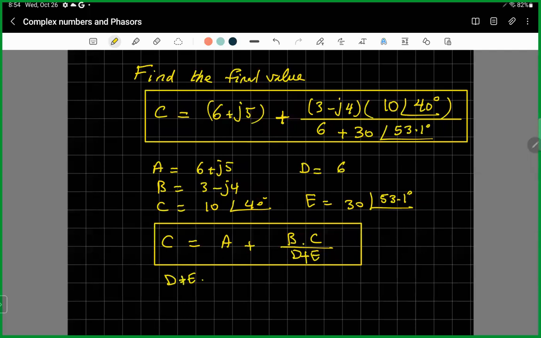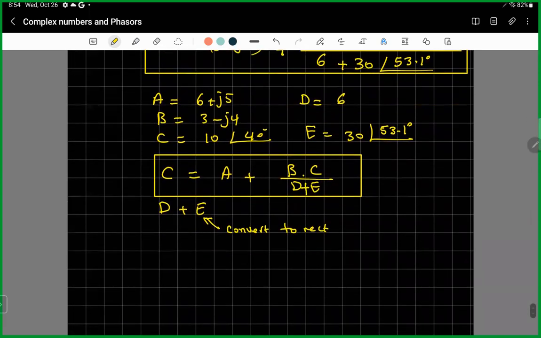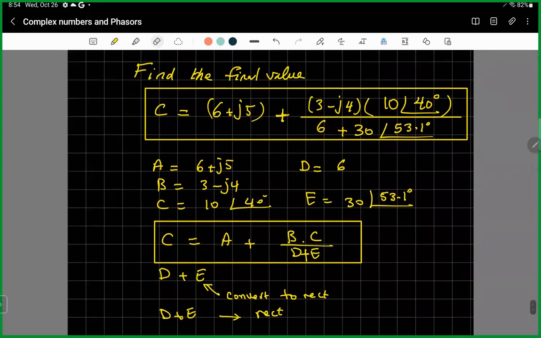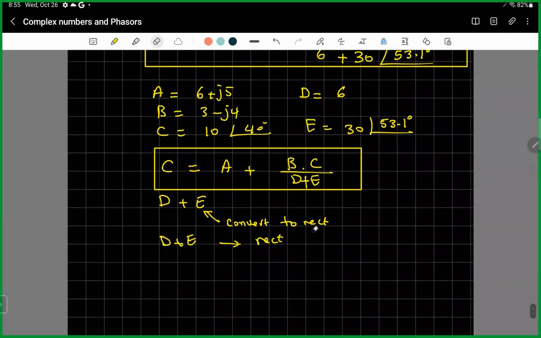So you want to add D to E, but they have different ways of expression. E is in polar. First, you have to convert it to rectangular. And after you convert to rectangular, you're going to add them. You get the result in rectangular, right? But remember, in the end of the day, you are going to divide BC over DE. So D plus E, this addition here, you have to convert to rectangular, you're right. But after you do that, the result will be in rectangular.